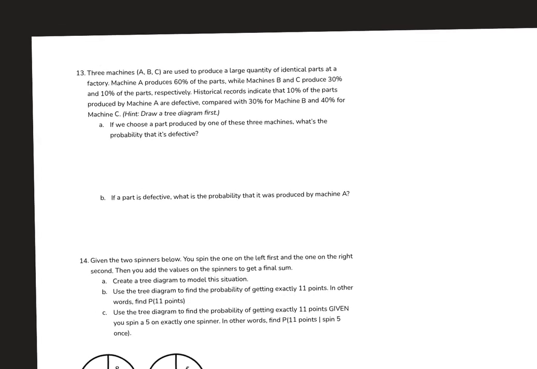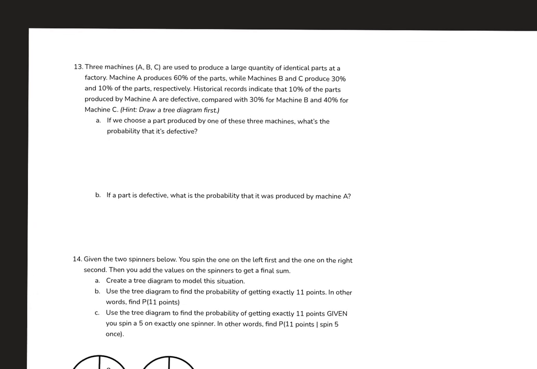Okay, so now we have a scenario where we want to draw a tree diagram. And so the first thing we're told is that we have three different machines. And so our first row is going to have three different branches. We're going to have A, we're going to have B, and we're going to have C. And we know that A produces 0.6 of the parts, or 60%. B and C produce 0.3 and 0.1.